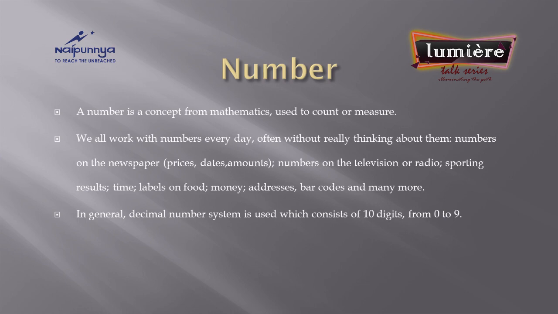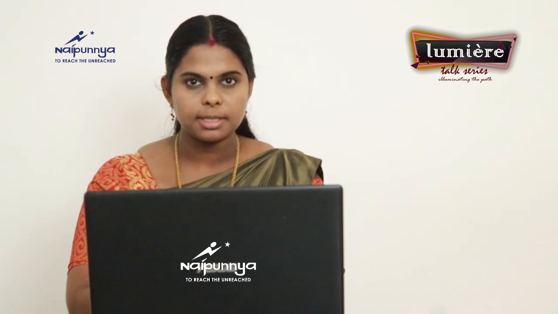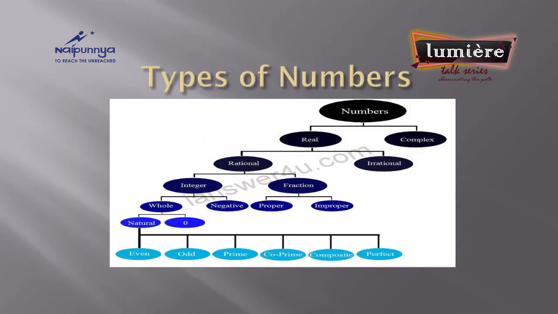In general, the decimal number system is used by all of us, which consists of 10 numbers ranging from 0 to 9. Now, let us see the types of numbers. Numbers can be classified into various types, but here we are using the basic classification. In the basic classification, numbers are classified into two categories, that is, real numbers as well as complex numbers. Real numbers are again classified into two categories, rational numbers as well as irrational numbers. Rational numbers are again divided into two categories, that is, integers as well as fractions.